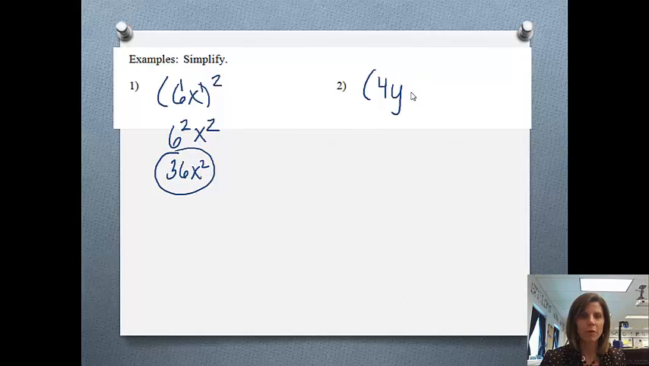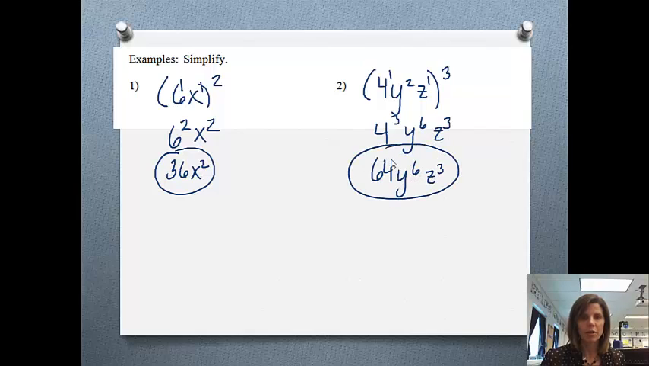Let's take a look at problem 2. Let's say I have 4y to the second z, and this is going to be raised to the third power. Again, I have two terms that do not have exponents on them, so I'll put 1s on them. I now have 3 terms that are going to get the power, so it's going to be 4 to the 1 times 3 is 3, y to the 2 times 3 is 6, and z to the 1 times 3 is 3. And now from here we can simplify 4 to the third, because that is 4 times 4 times 4, which is 64, y to the 6th, z to the 3.